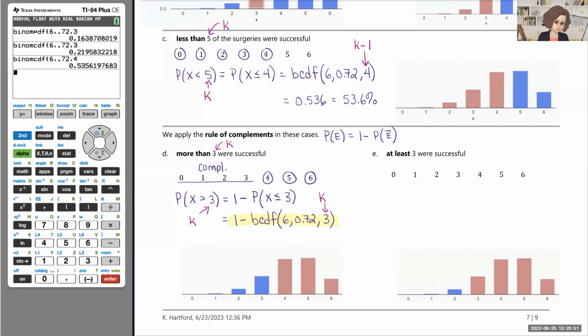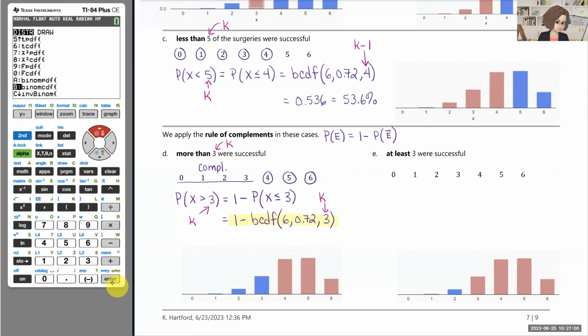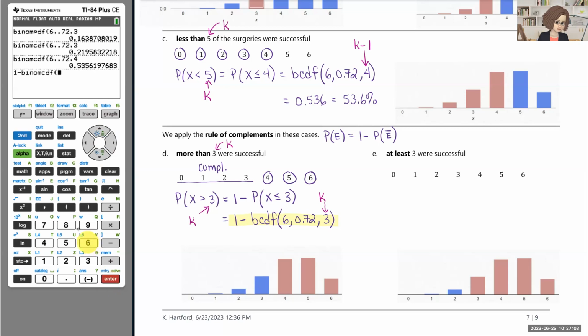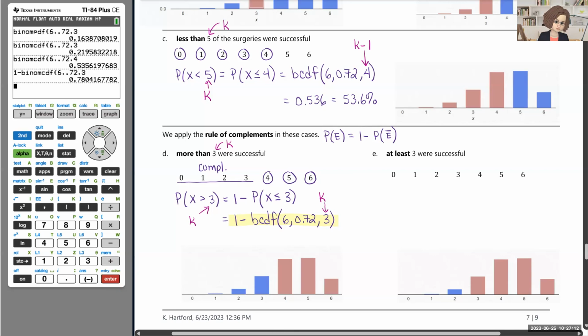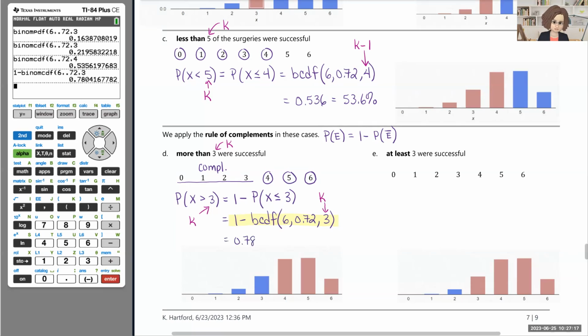So on the calculator, I'm going to enter it just like I highlighted it there, 1 minus, and I go to my distributions, binomial CDF, 6, .723. All right, and that's 0.780. So 0.780, or 78.0% chance that more than 3 were successful.